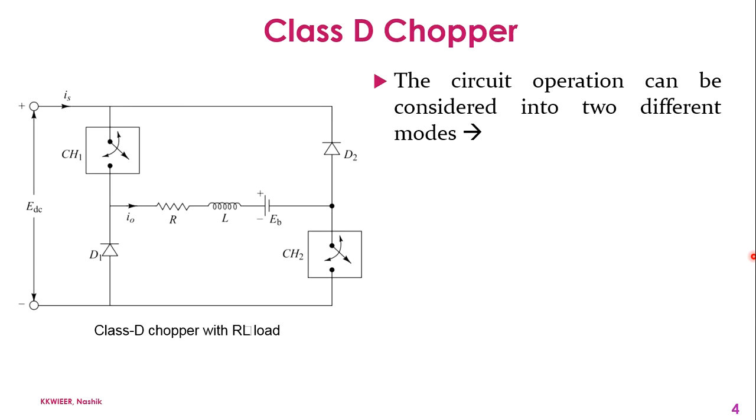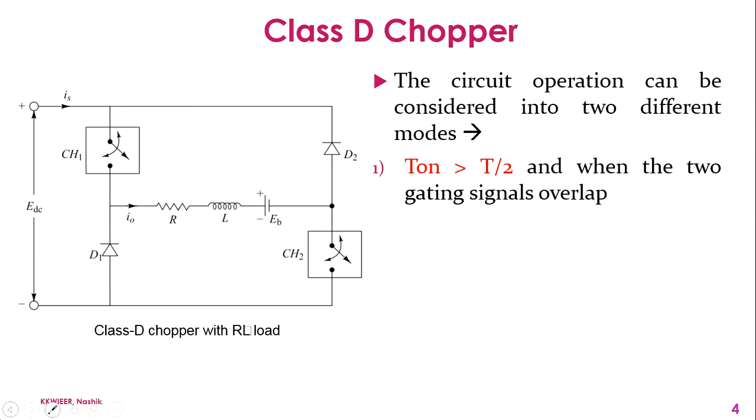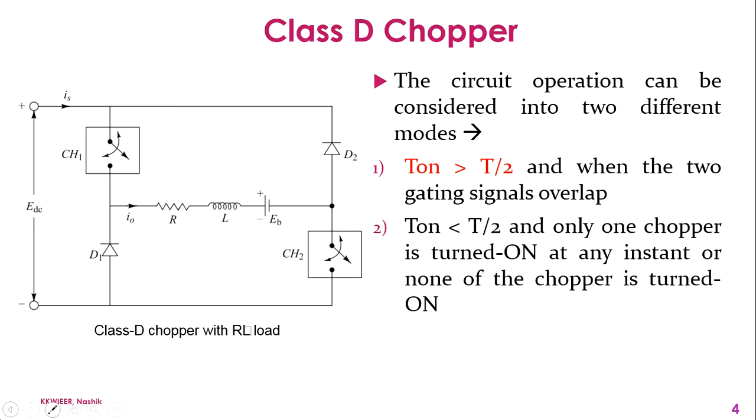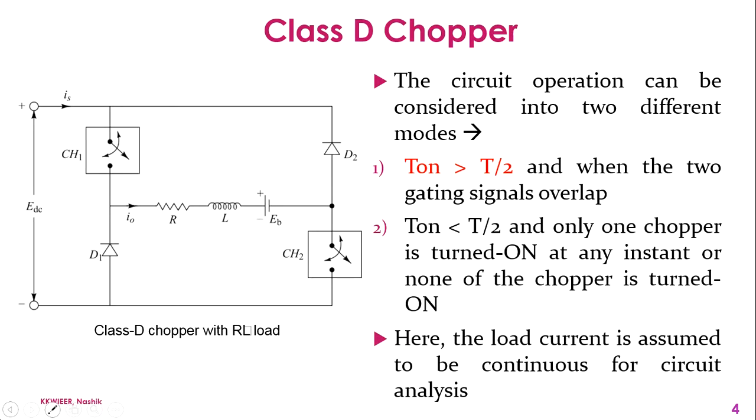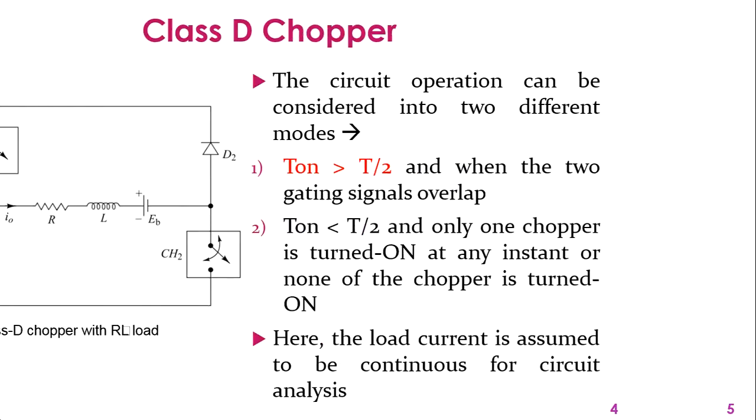The circuit operation can be considered in two different modes. The first one is when T on is greater than T by 2 and the gating signals overlap. And the second is T on is less than T by 2, and only one chopper is turned on at any instant or none of the choppers is turned on. Here the load current is assumed to be continuous for the circuit analysis.